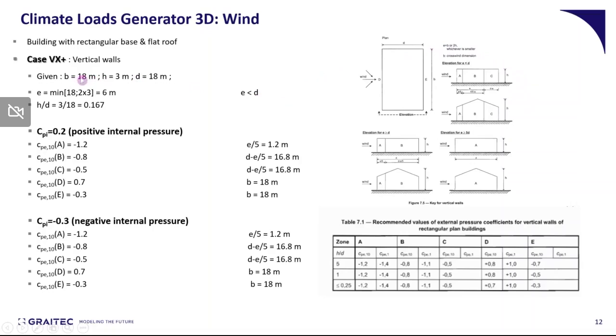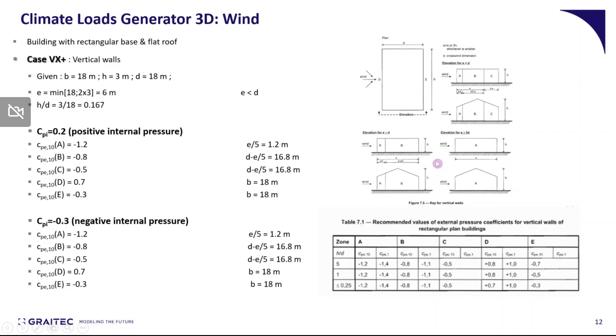So, according to the Eurocode, the parameters b, h, and d are also defined. b is the length of the area that the wind is perpendicular to. d is the length of the area that the wind is parallel to, and e is defined as the minimum value between b or 2 times h. h is the height of the wall, as you can see here.